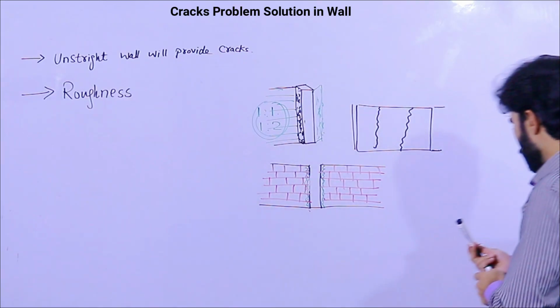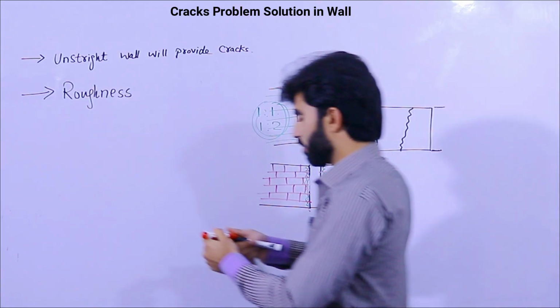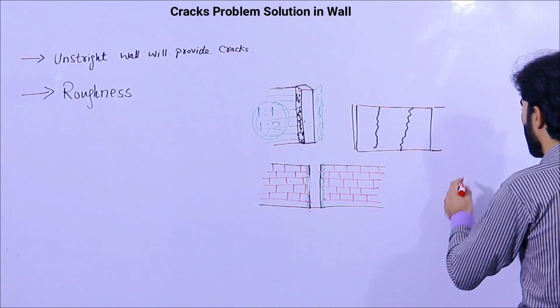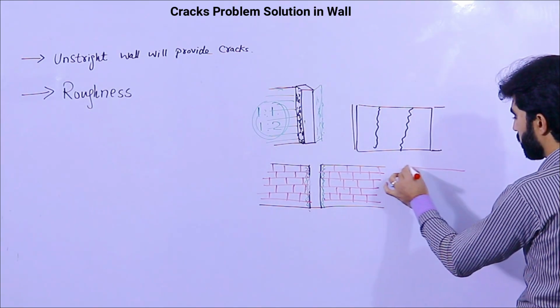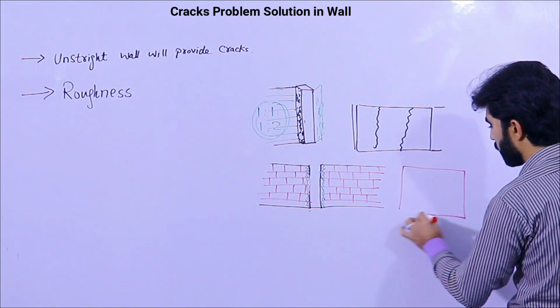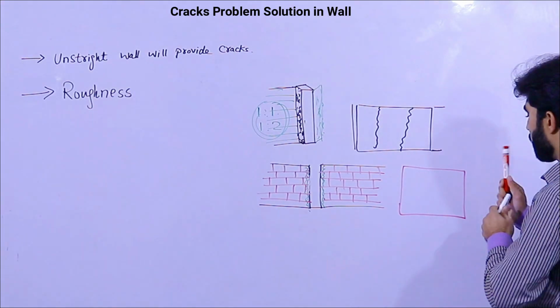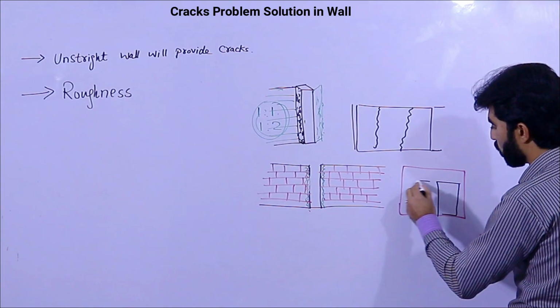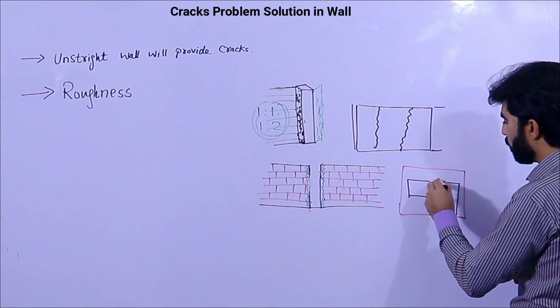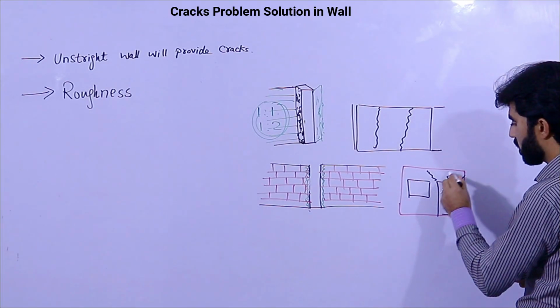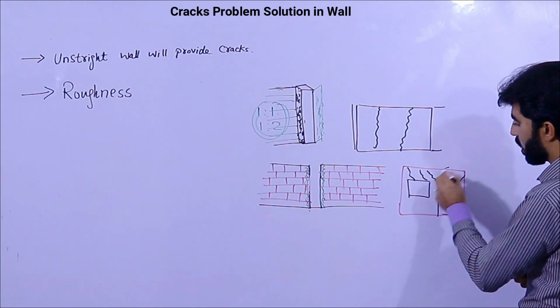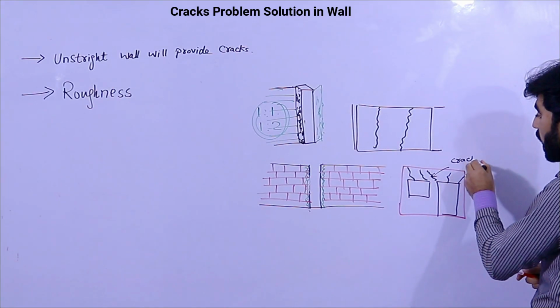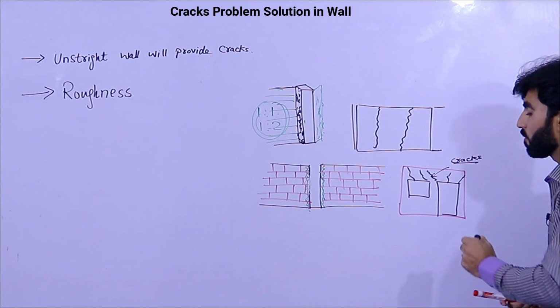The third one, guys: you can see cracks on the top of doors and windows. Here you will see cracks like this. So how to avoid these cracks? What is the solution for this?